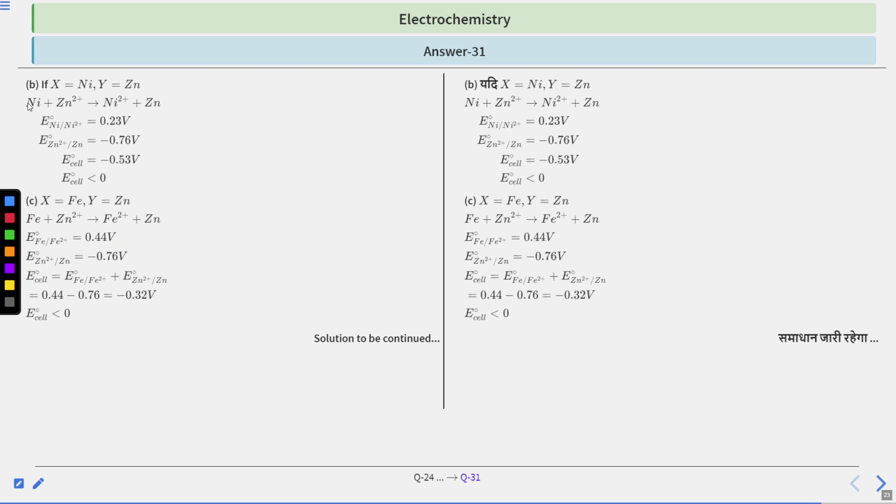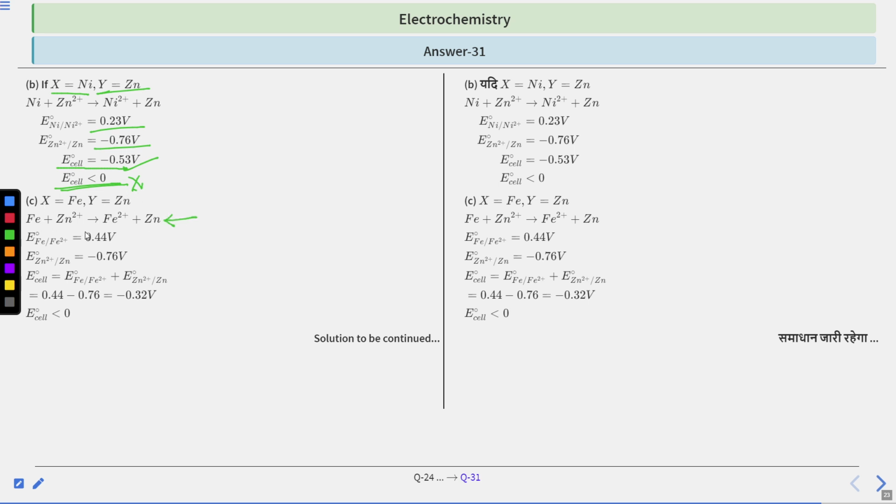In option B, it is given that X is nickel, Y is zinc. So nickel plus zinc 2 positive, giving us nickel 2 positive plus zinc. E naught for nickel to nickel 2 positive is 0.23. Then E naught for zinc 2 positive to zinc is given as minus 0.76. So E naught of cell will be this plus this, that is minus 0.53. You can see that E naught for cell in this case is also negative, which should not be there.